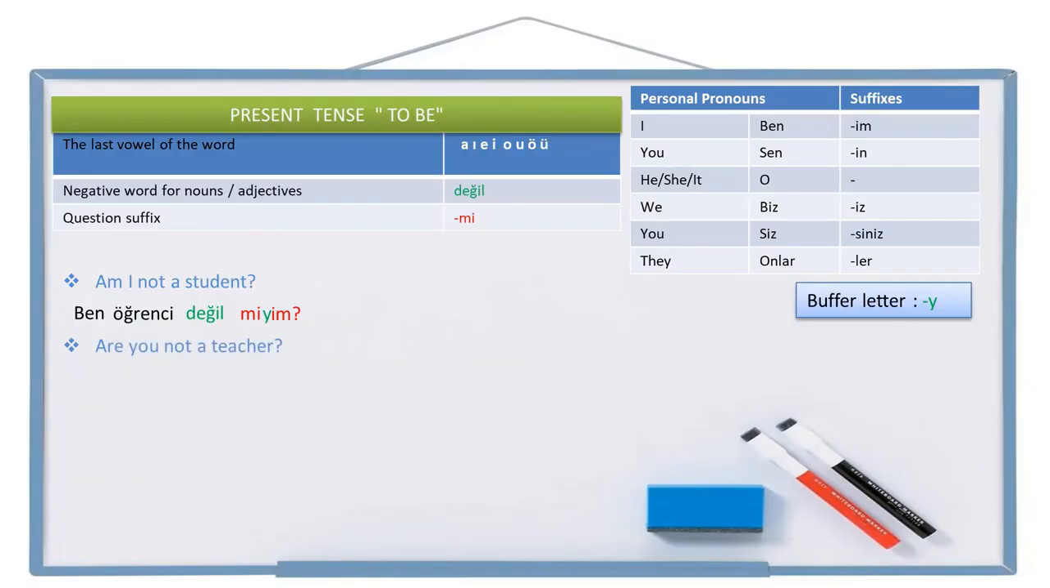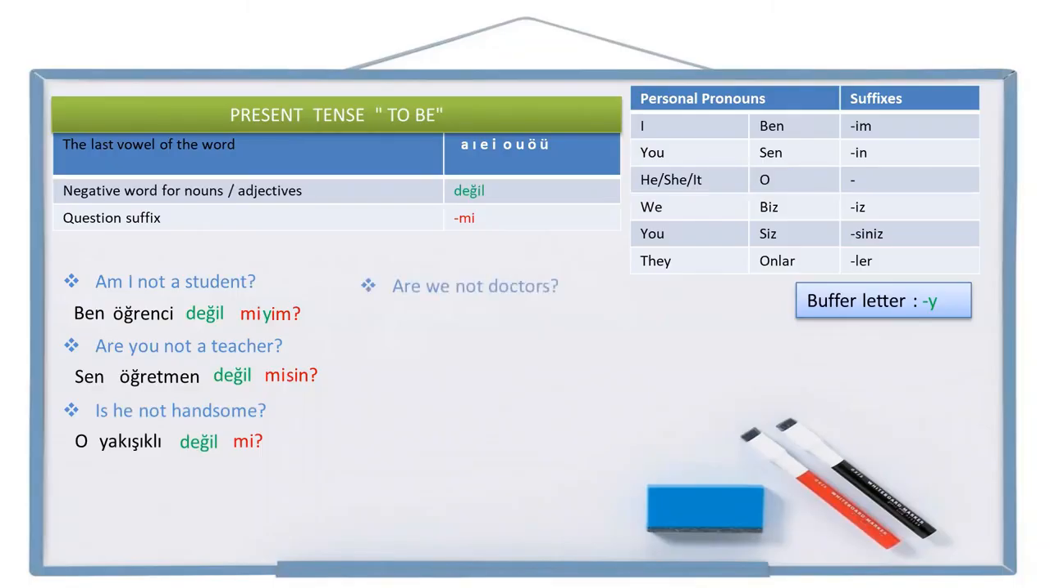Let's make one more example. Are you not a teacher? Person pronoun you, sen. Teacher, öğretmen. Not teacher, öğretmen değil. The question suffix me and the person pronoun suffix to the end. Sen öğretmen değil misin? Are you not a teacher? One more example. Is he not handsome? The person pronoun he, o. Handsome, yakışıklı. Not handsome, yakışıklı değil. Question suffix me. There is no person pronoun suffix, so the sentence is, o yakışıklı değil mi? Is he not handsome? O yakışıklı değil mi?